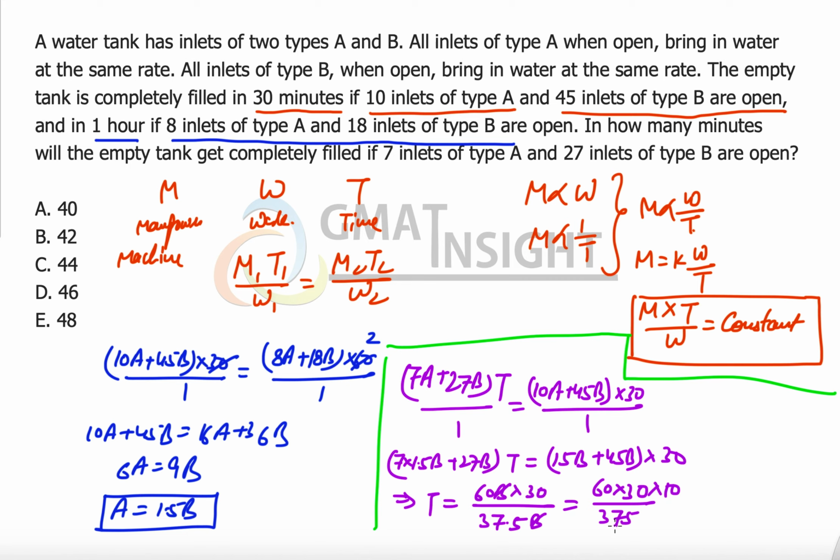Now it can be divided by 5 as I can see. 5, 7, 5, 5 divides it 6 times. Now this can be divided by 3 as well. So in fact 15, 4, 5 divides it 2 times. So now we have 48. That means a total of 48 minutes is what it is going to take. So our answer becomes option E.